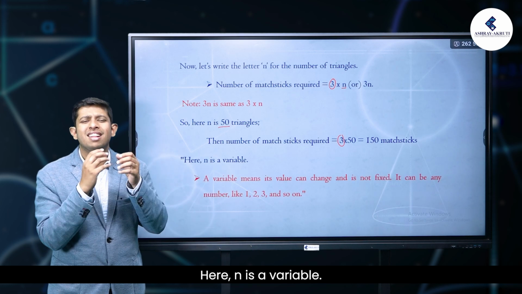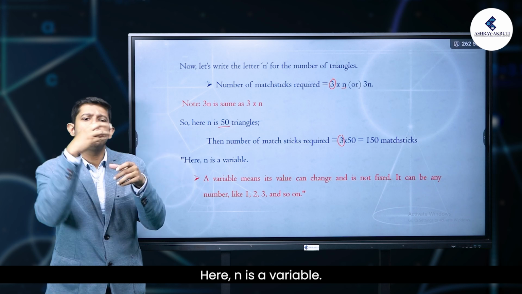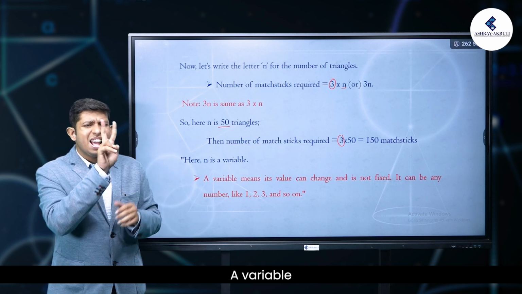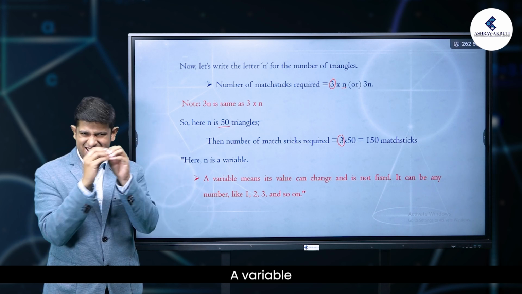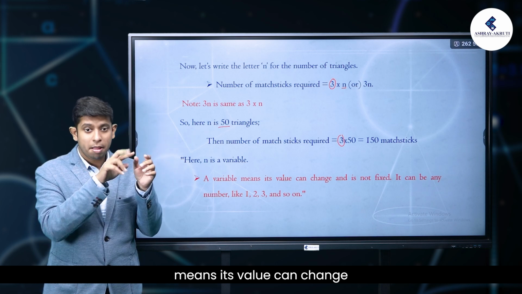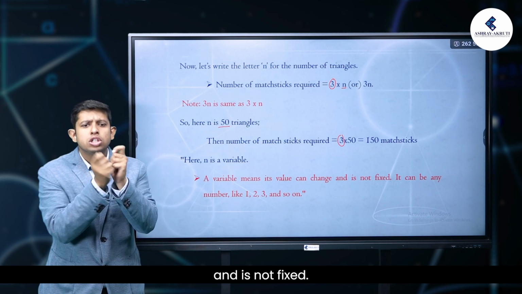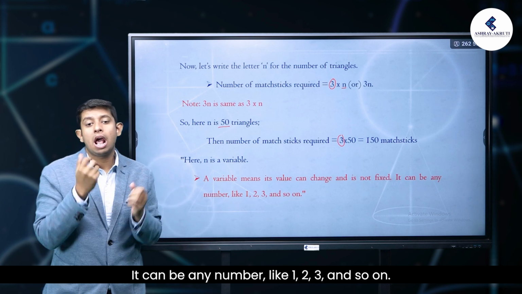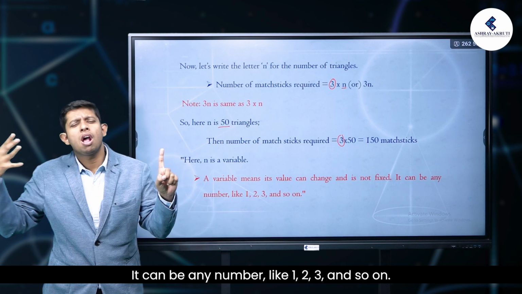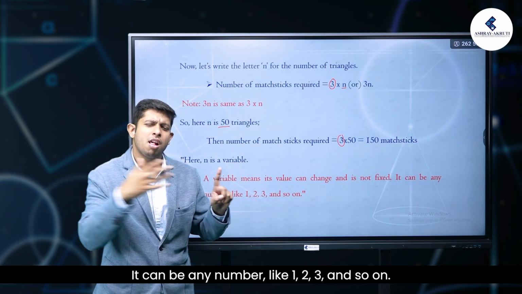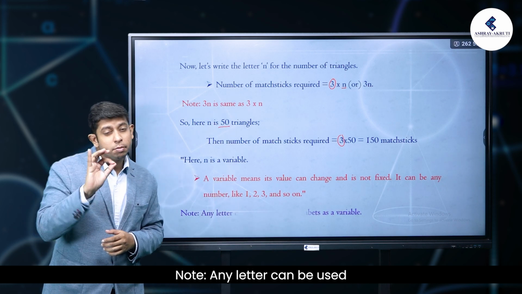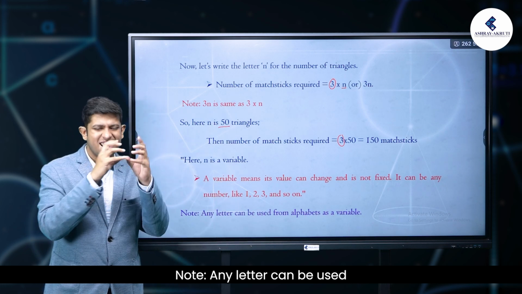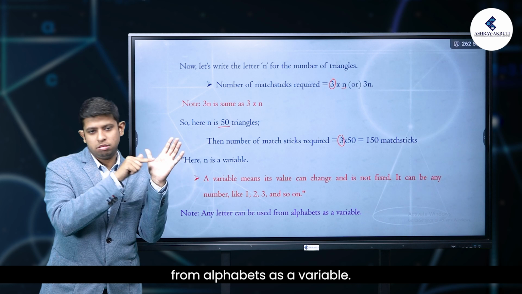Here N is a variable. A variable means its value can change and is not fixed. It can be any number like 1, 2, 3 and so on. Note, any letter can be used from alphabets as a variable.